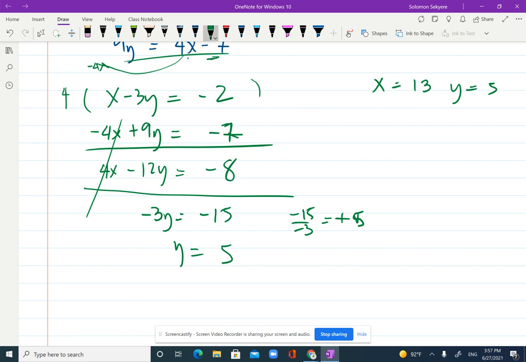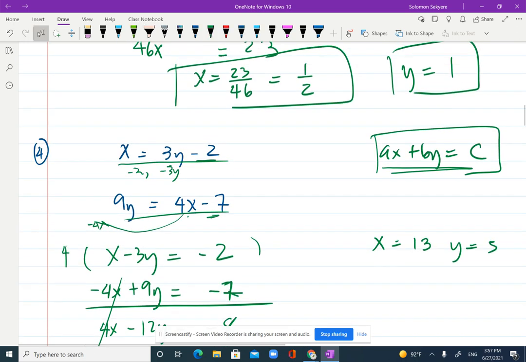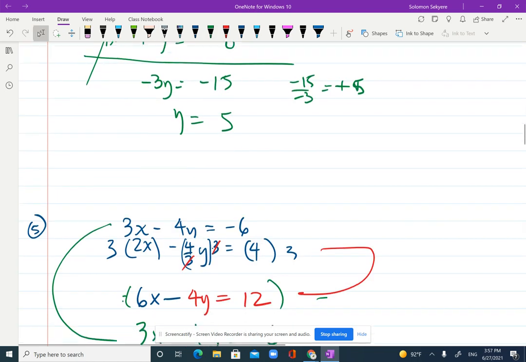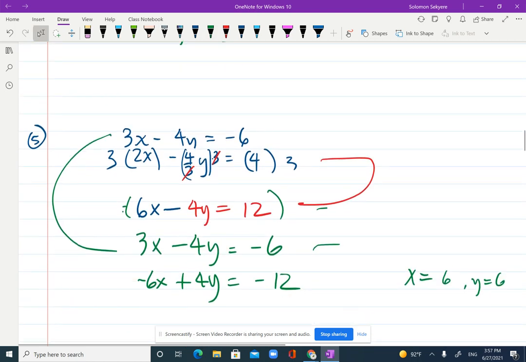And then what do you do with the y? You go and plug it in one of the equations, all right? X equals what? X equals 3 times 5 minus 2. And your x should be equal to 13. Cool? Okay. Let's move on to another one.